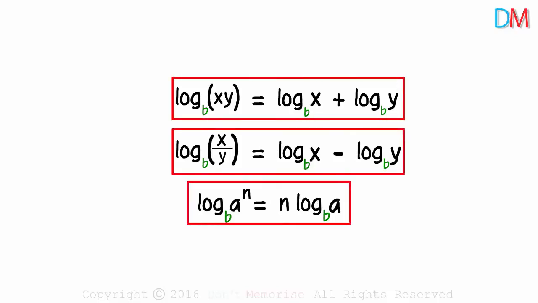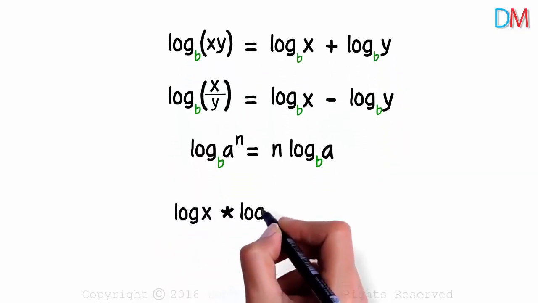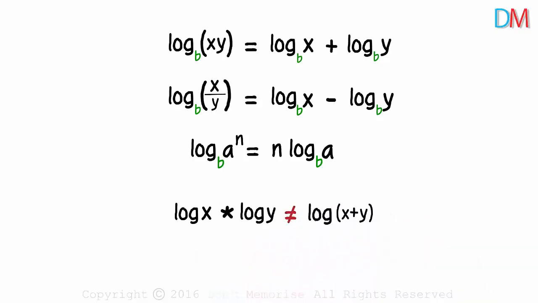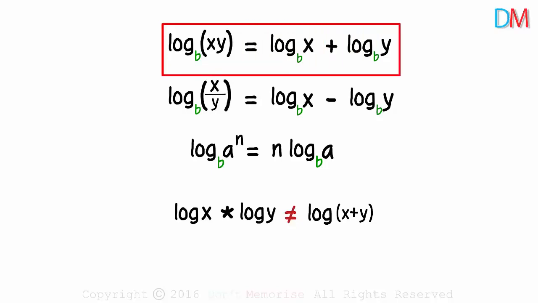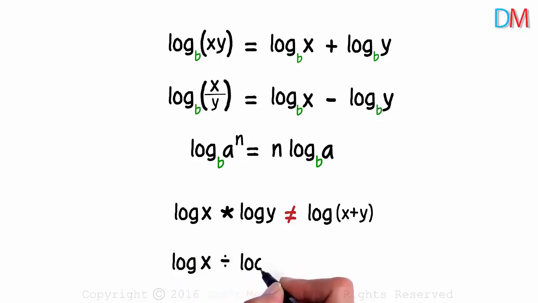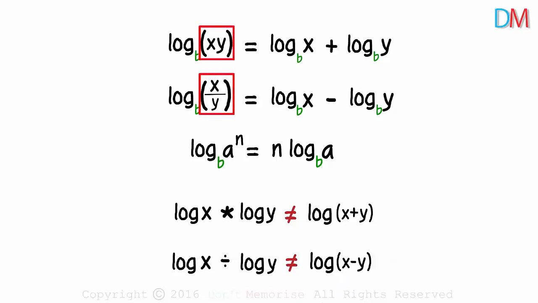But there are a few common mistakes that students make while remembering these rules. Log x multiplied by log y is not equal to log of x plus y. Log of x times y is equal to log of x plus log of y. And similarly, log of x divided by log of y is not equal to log of x minus y. Remember that the product or the division is written as the argument, not here.